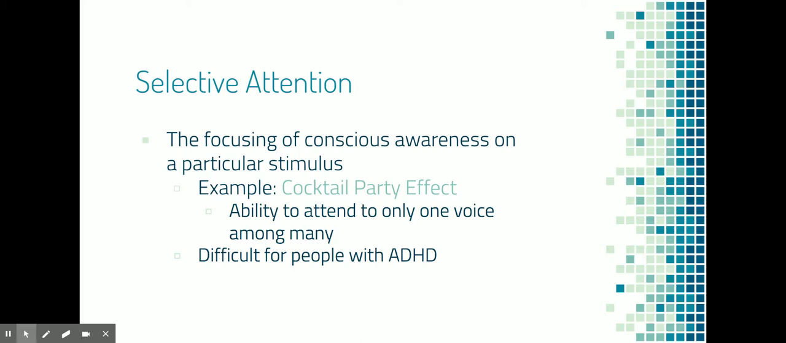But I am going to tell you and give you a video of one example of selective attention, and this is called the cocktail party effect. Although this isn't an official vocab word, it is something that has appeared on the AP exam, so you want to make sure you write it down. And the cocktail party effect is defined as the ability to attend to only one voice among many. Literally, like if you're at a party, you're able to focus on one particular conversation, even though there's a lot of conversations and noise going on around you.